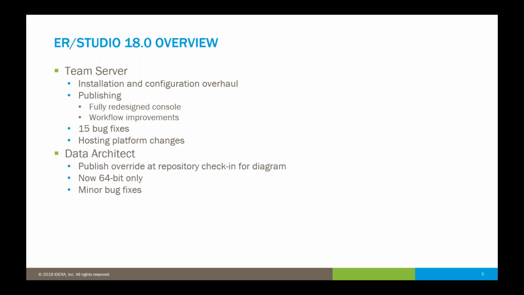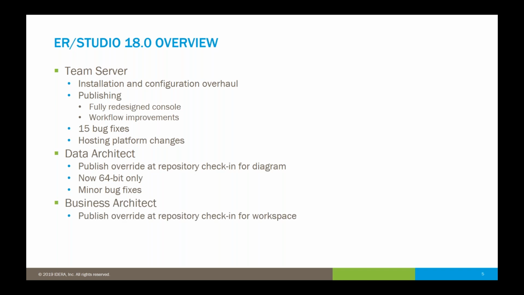On the Data Architect product, the changes are really tied into the publishing changes that we're making in Team Server as well. What you'll be able to do now is override and flow through publishing right from repository check-in, which you could not do before. Also, Data Architect is now available in 64-bit only. Microsoft has discontinued support of their older 32-bit versions of Windows, and most customers now should be on Windows 8.1 or later, all of which are 64-bit operating system platforms, because all of the other ones have been discontinued support for Microsoft as well. And also some minor bug fixes in Data Architect as well.